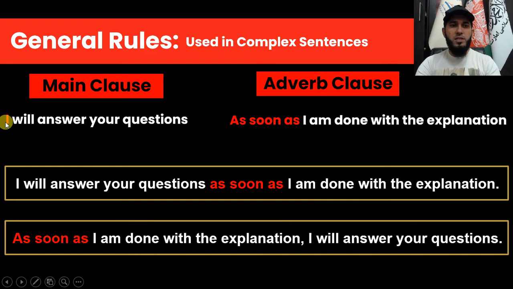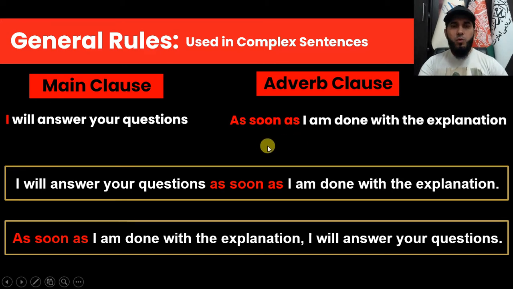It starts with a conjunction. Look, as soon as is a 3-word conjunction. So the main clause starts with the subject that you see over here, I will answer, I, okay? But the adverb clause, which is a dependent clause, starts with the conjunction as soon as I'm done with the explanation. Now, when we combine these two clauses, it becomes a complex sentence. Now, these two are complex sentences. I will answer your questions as soon as I'm done with the explanation.